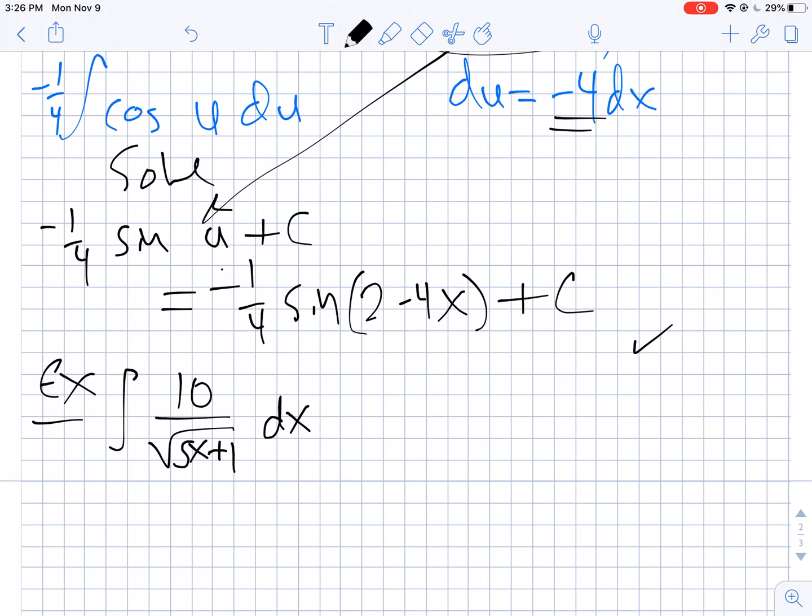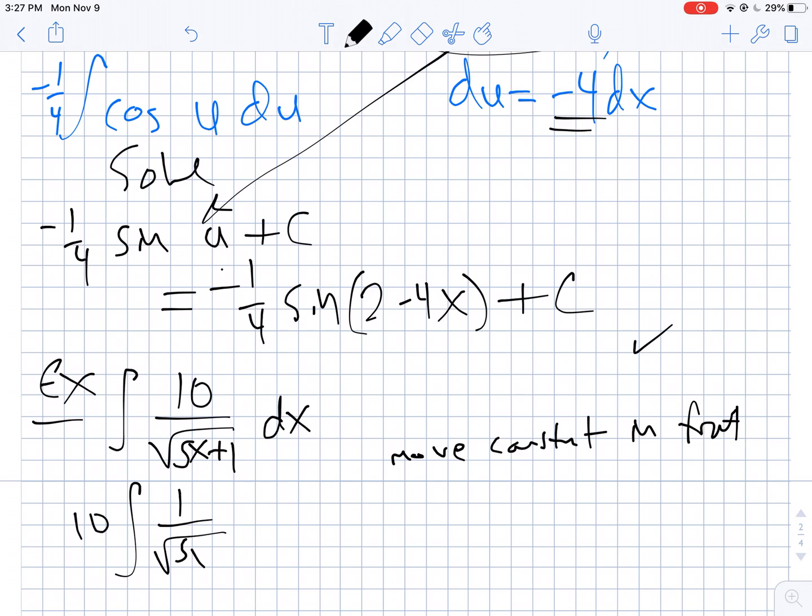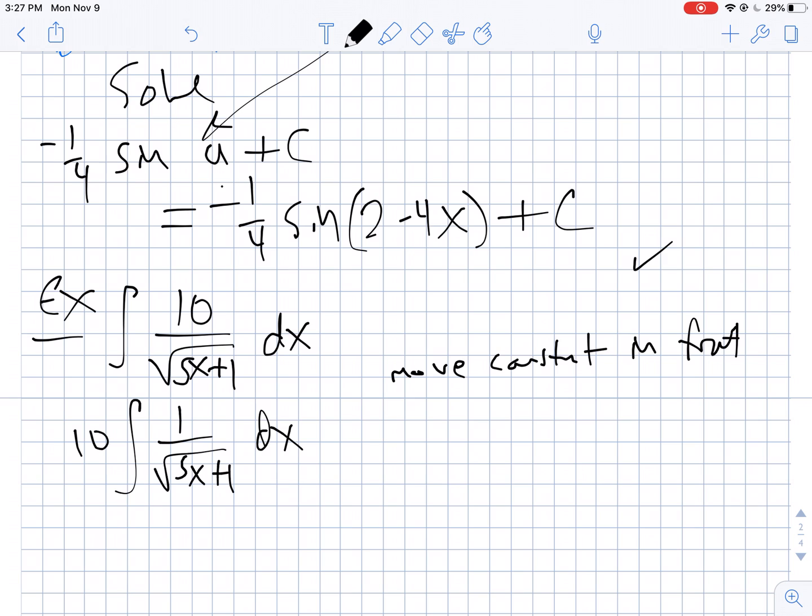So one tip I'll give you, to deal with a 10, just move the constant in front. So bring the 10 in front. So 10 times integral 1 over rad 5x plus 1. Okay. Now, if you want to pause this and try the u-sub on your own, it's not too bad. I'll give you a moment to do that.